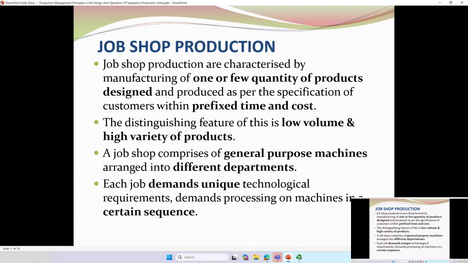Can someone give me an example of a company, or maybe a production unit, we can call a job shop? They don't produce much. They can just produce three or four products in a year, three or four units in a year, based on specification or special requirements from people.